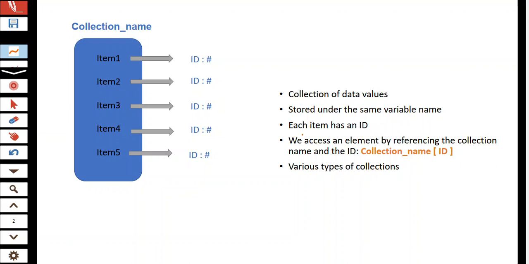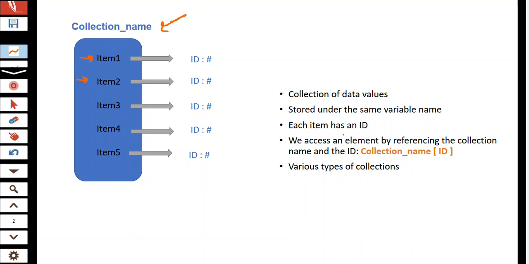Okay, now here let's take a look at the main characteristics of data structures or collections. A collection of data values, right? So inside our collection, we will place multiple data values or items, right? Item 1, item 2, 3, 4, and 5, and then give one single name to our collection, regardless of the type of the collection, all right? Now, stored under the same variable name, we've talked about that.